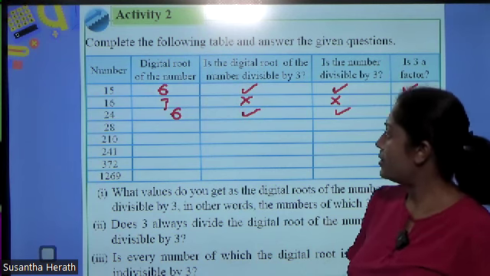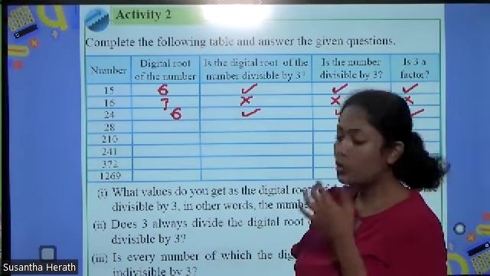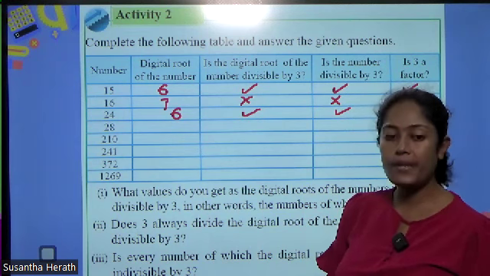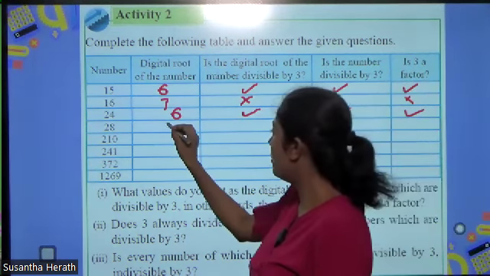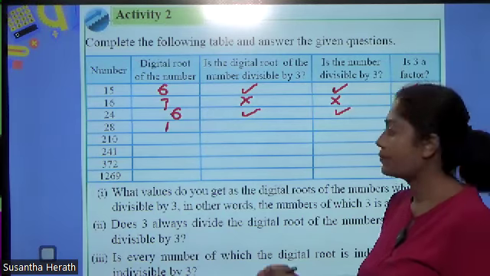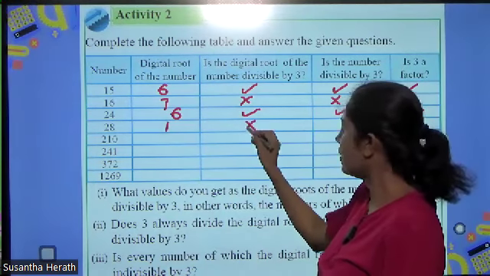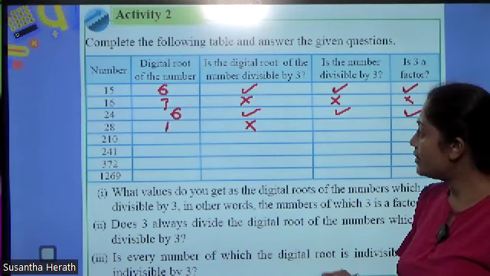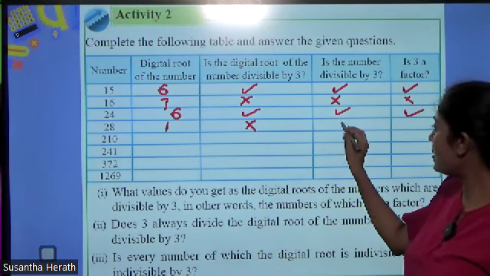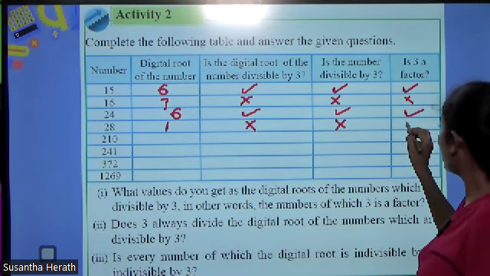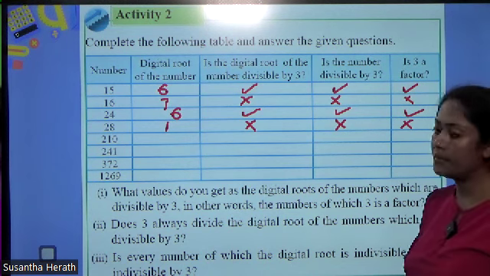Then 28. Digital root of the number 2 plus 8. That means 10. 10 means 1 plus 0. Then 1. Is the number divisible by 3? No. Sorry, digital root is not divisible by 3 and also number not divisible by 3. And 3 is not a factor of that number.